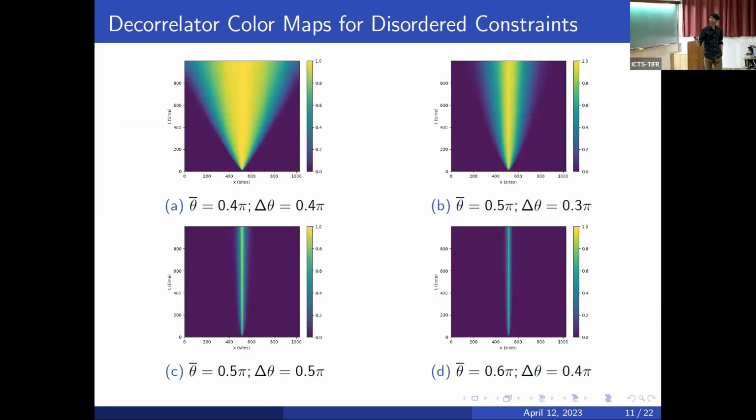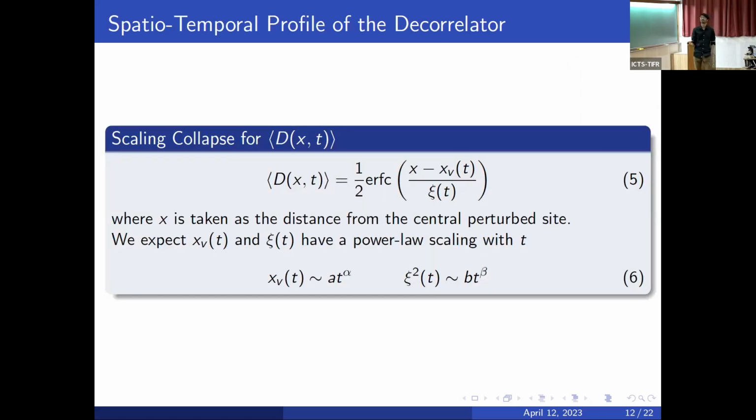So given that we have this form of the decorrelator, we would now like to see if we can establish some sort of scaling collapse for the decorrelator. For the case of no width, we know that with a linear light cone and diffusive spread, the decorrelator can just be fit to a complementary error function form, where x minus v t denotes the butterfly velocity term, which goes as t to the 1, and xi t describes the diffusive term, which goes as root t.